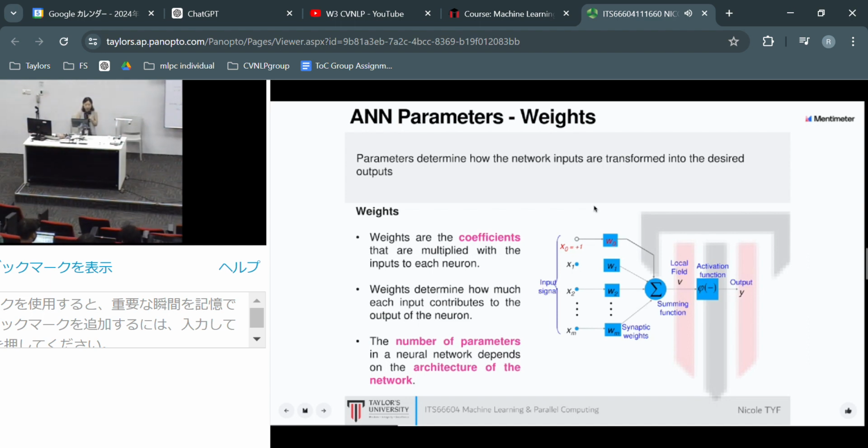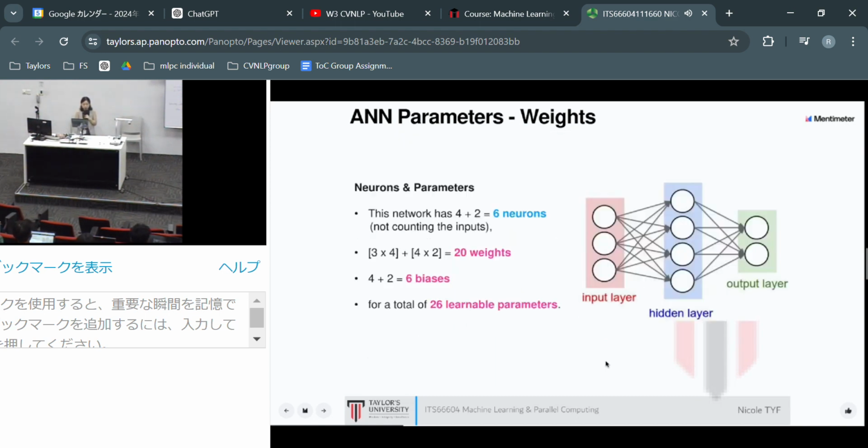And the number of parameters here refers to how many weights we have in our architecture. Okay, so now let's see how to calculate the total number of parameters which a network can carry. Say, for example, we have a very simple neural network over here. This network has only 6 neurons.